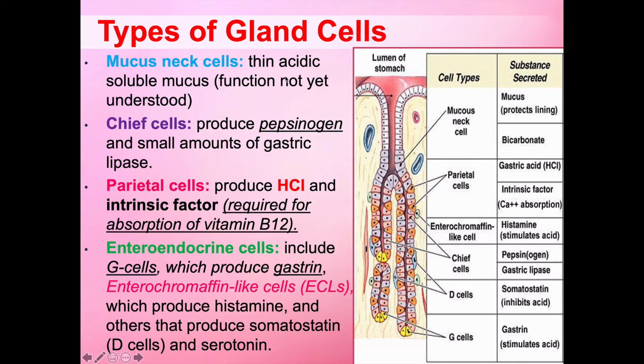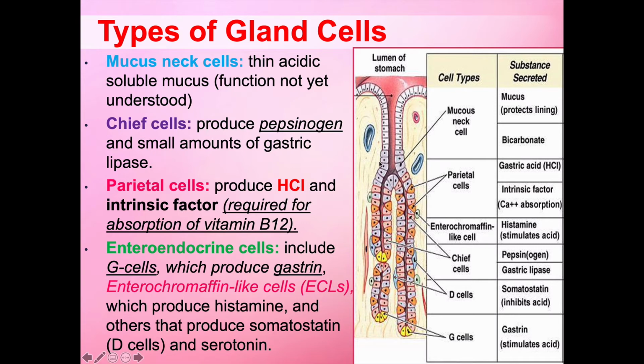So mucin neck cells secrete thin acidic soluble mucus. Chief cells secrete mainly pepsinogen. The parietal cells produce, see the word, secretion is different, production is different, they produce hydrochloric acid. Okay, that means what?